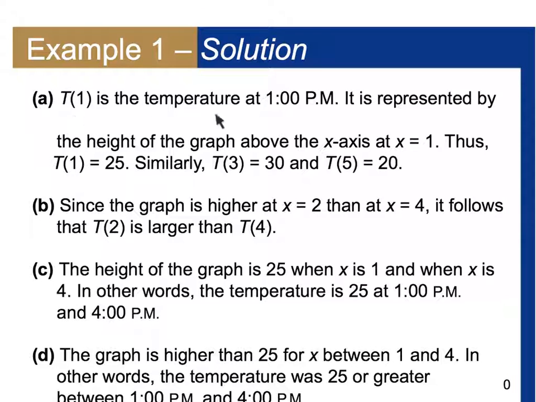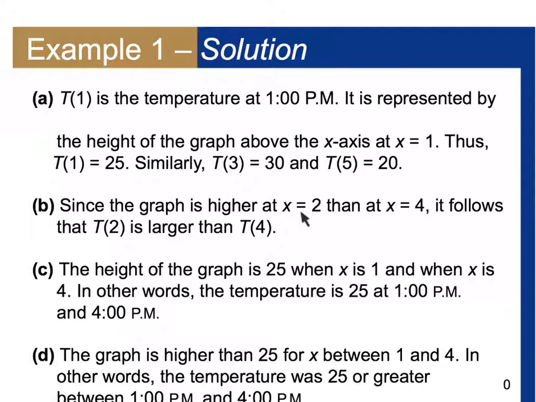T of 1 is the temperature at 1 p.m. We already looked at that and we said T of 1 is 25. You look at the height of the graph. T of 3 is about 30. And then T of 5 is 20. So what we're doing is going to the 1, 3, and 5 on the x-axis and seeing what the height is to get the 25, 30, and 20.